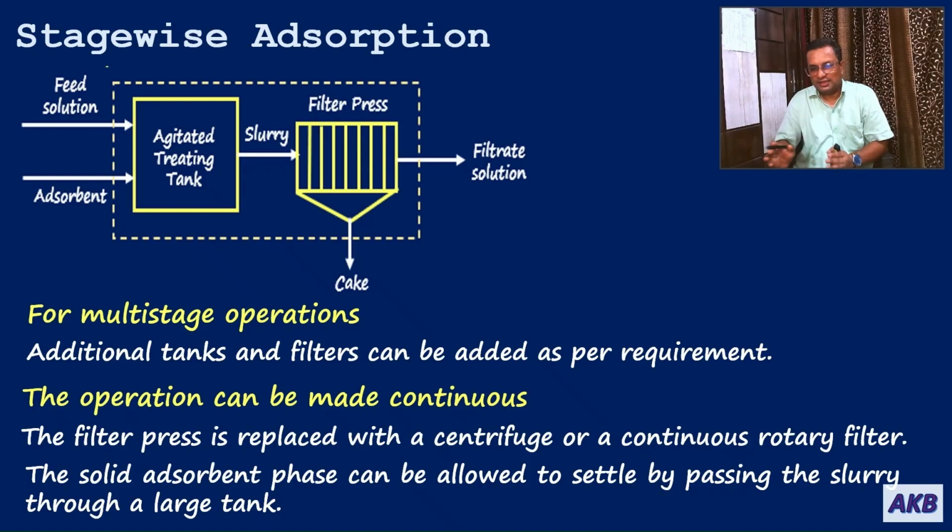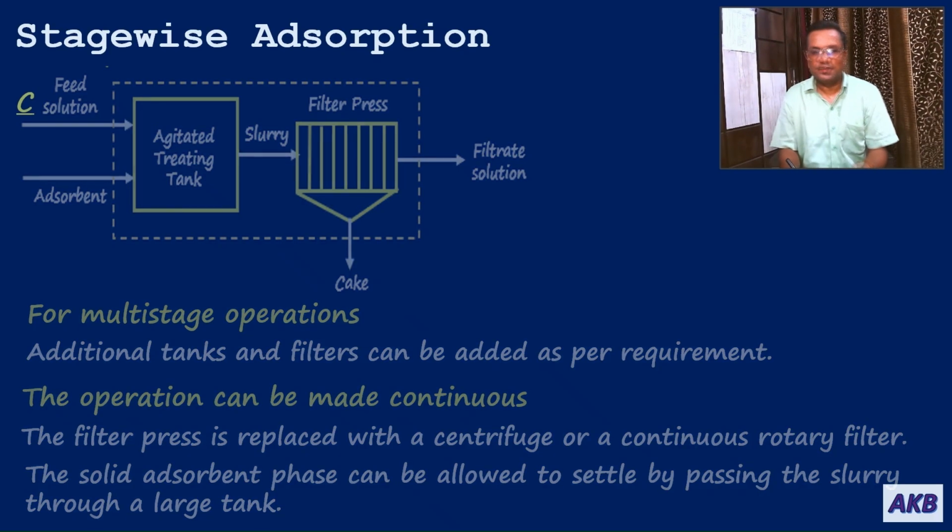And in this way, you can carry out the operation in a continuous manner. So in order to make the operation continuous, what is to be done? The filter press has to be replaced with either a centrifuge or a continuous rotary filter. Or, in place of the filter press, you can use a large settling tank where the solid adsorbent phase will be continuously settled, and you'll be getting a continuous clear solution from the settling tank. So in this way, you can carry out the operation in a continuous way.